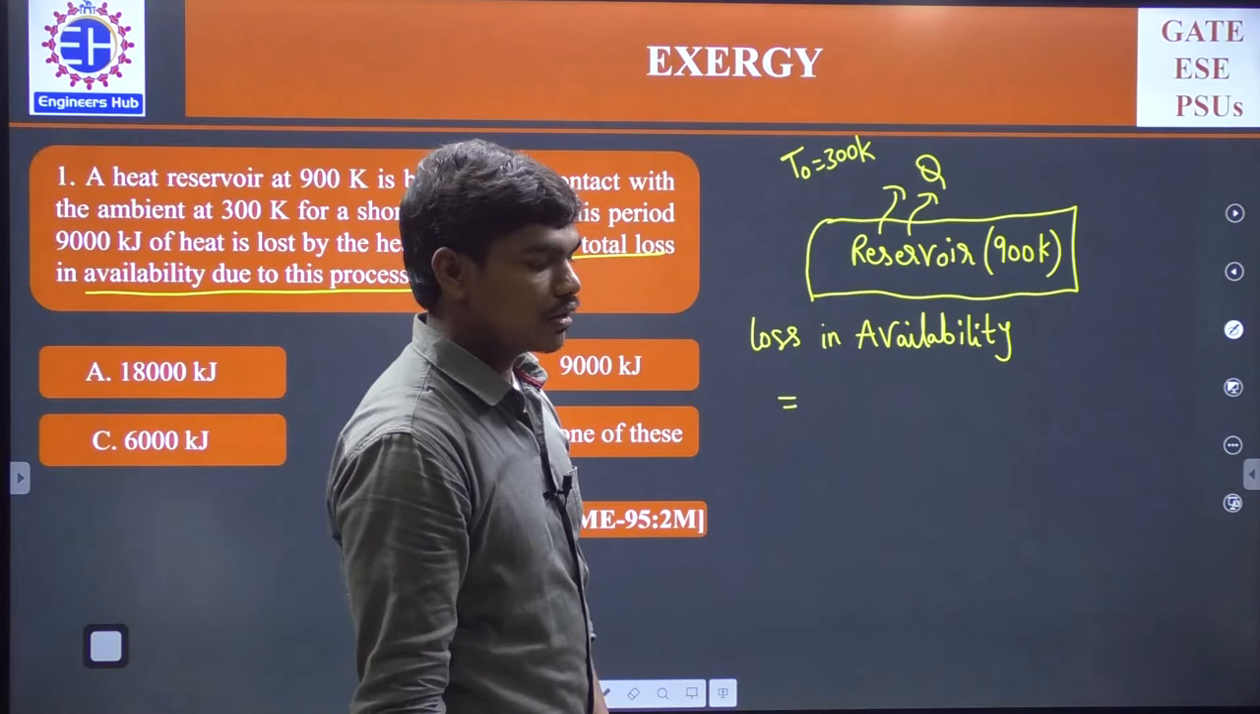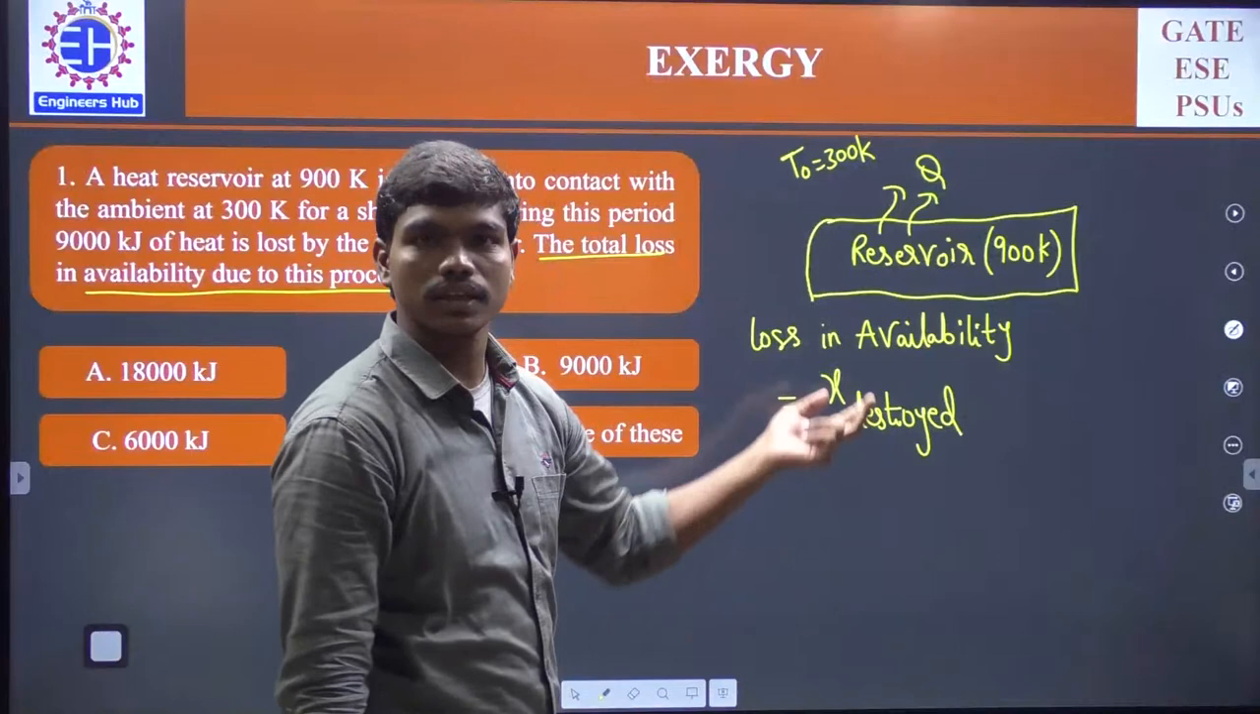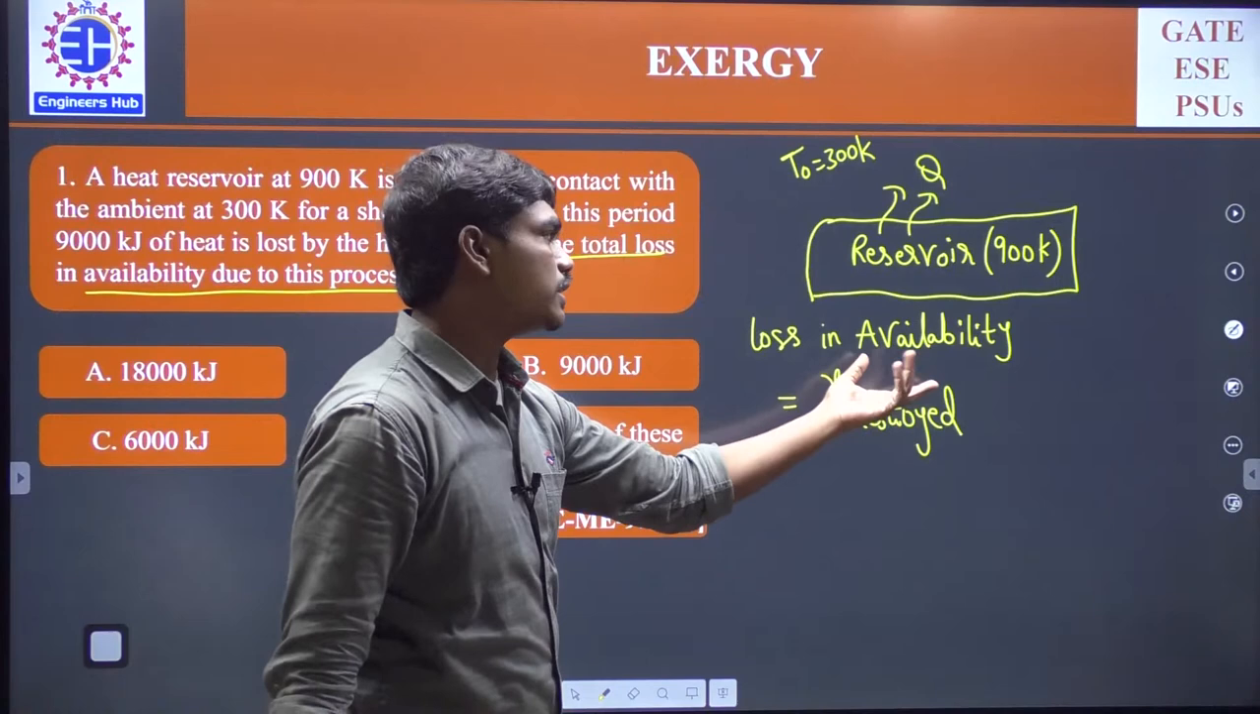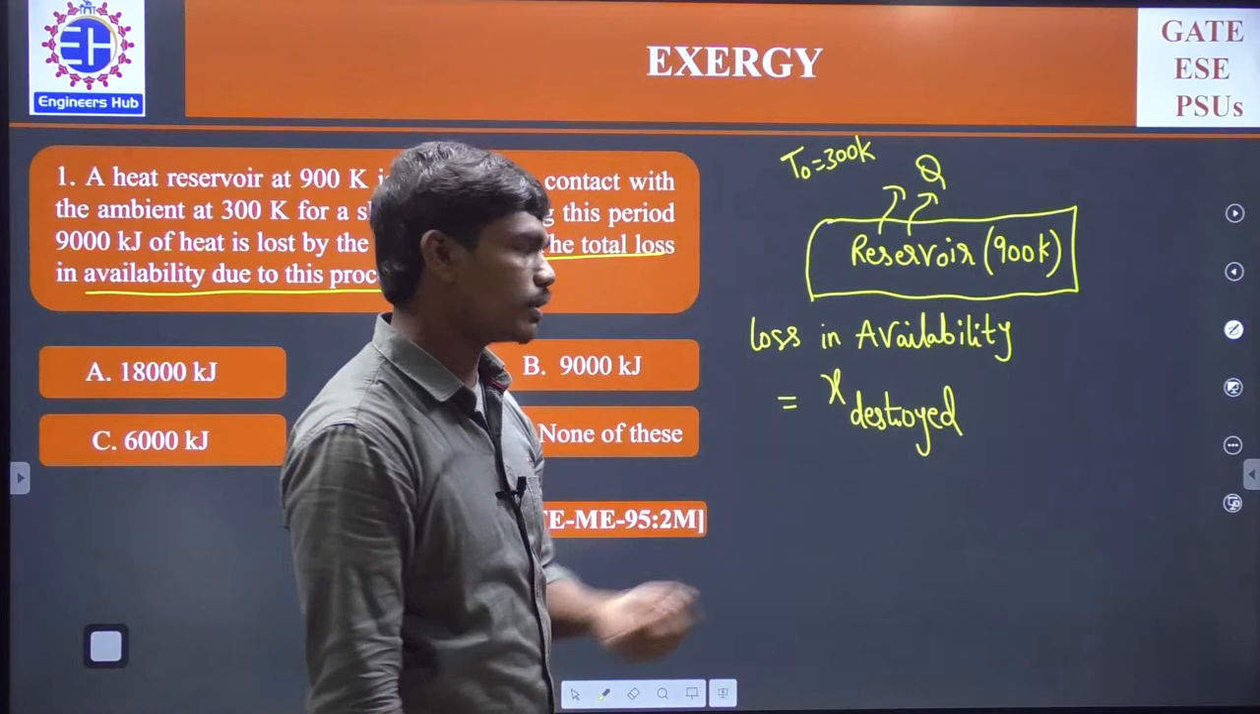This is nothing but exergy destroyed. Correct? Because exergy destruction is nothing but the loss in the available energy that is with us. Yes or no? Did you understand why this loss in availability is nothing but exergy destruction? When some heat is flowing, definitely the available energy will be lost. So this exergy destruction is what they are asking for. Loss in available energy because of this heat transfer.